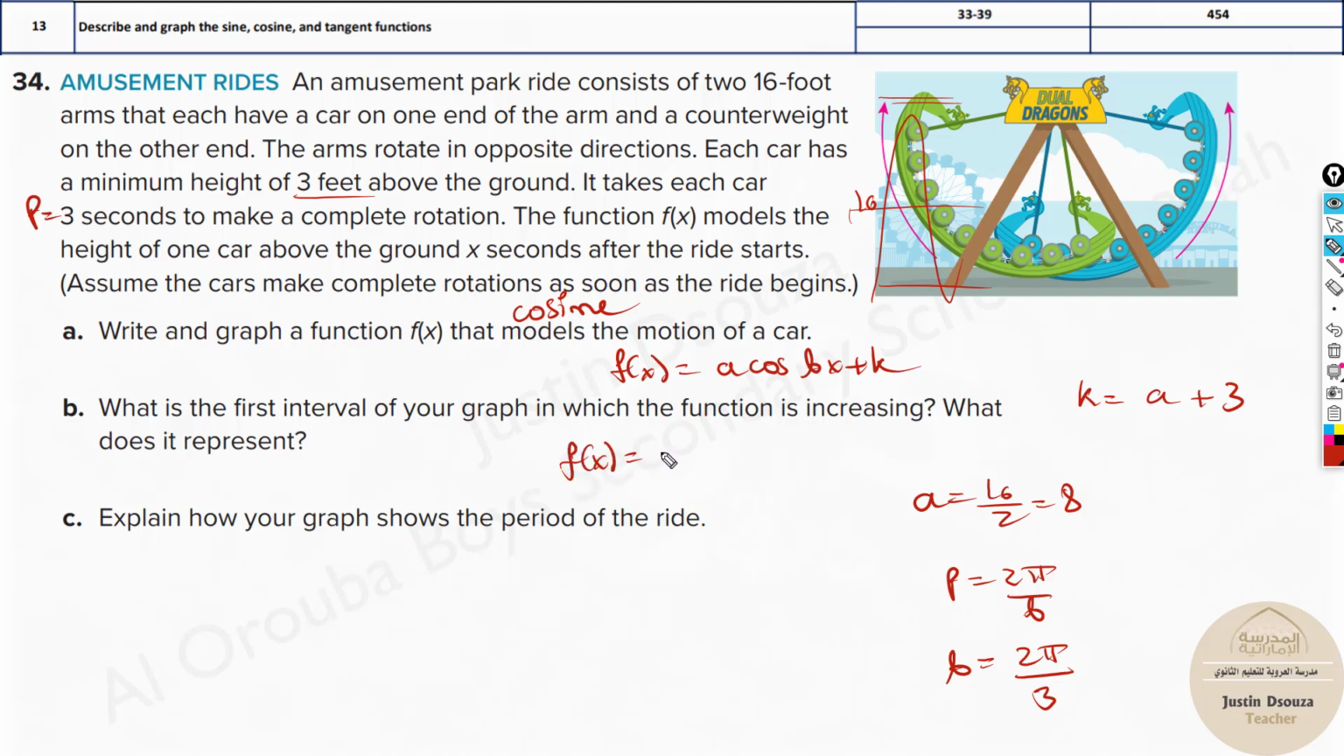F of x equals. Now here, the thing is, the car just starts. Now the graph will go from down to up, because it starts from the lowest point and then it goes up, when we graph. So remember, the amplitude will be minus, whatever a value we get will be minus 8. Cos function, b is 2 pi by 3, and x plus k is, the amplitude was 8, 8 plus 3, that is 11. So this is the function. Now this is supposed to be a writing question, and if you write this much, it's enough, to be very honest. So now let's look into the graph.